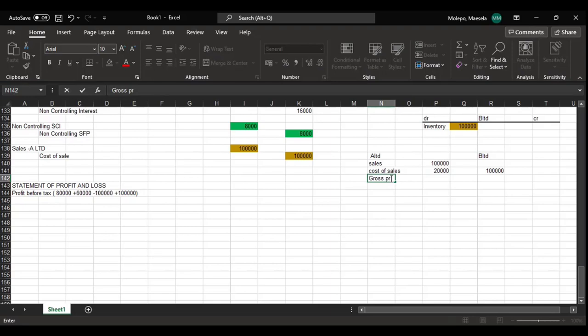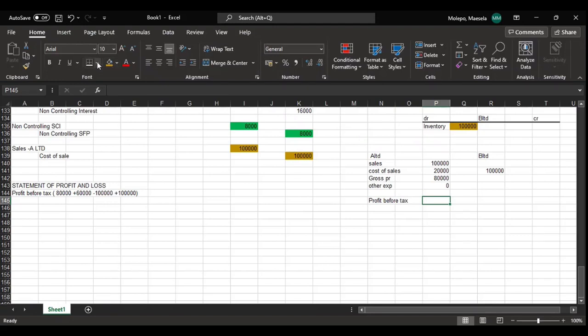Gross profit of 80,000. Then we don't have anything else; let's say other expenses is nil. Then our profit before tax will be how much? 80,000. This 80,000 is the one for the parent, A Limited.